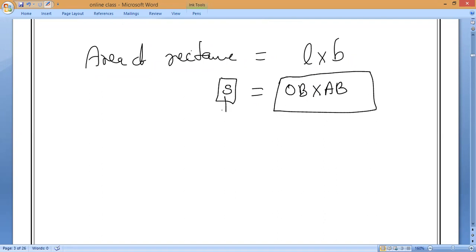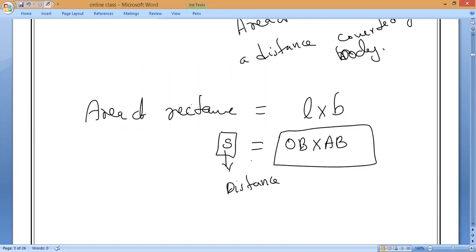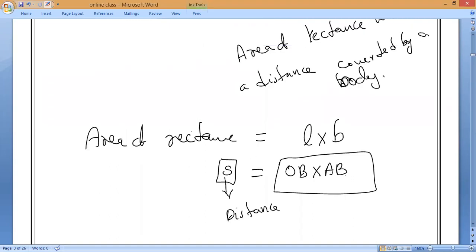Is it okay, everyone? So for finding the distance traveled by a body, what do we have to do? Find the area of the rectangle. Very good. Hari, if you are taking OB, do you need to mention seconds? Yes, we have to mention it because it is the time axis. AB is the speed axis, so definitely we mention speed as v.